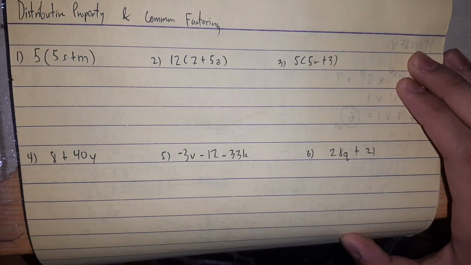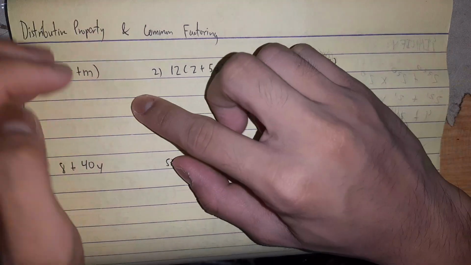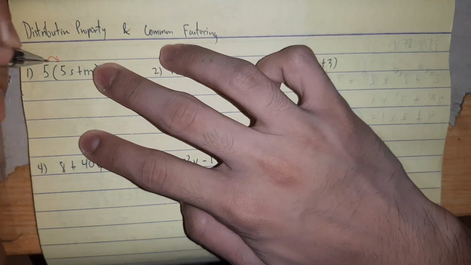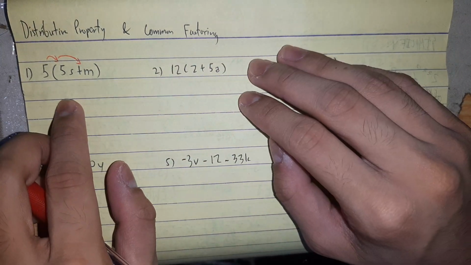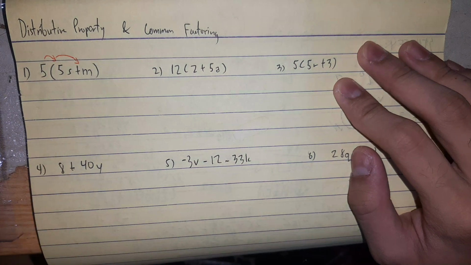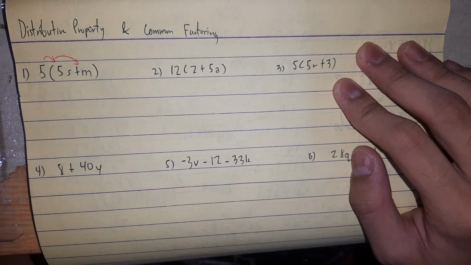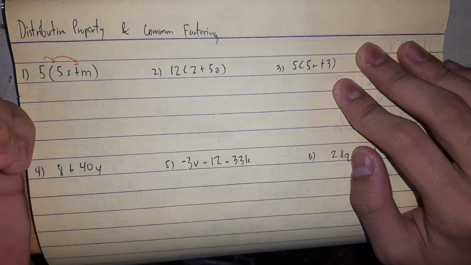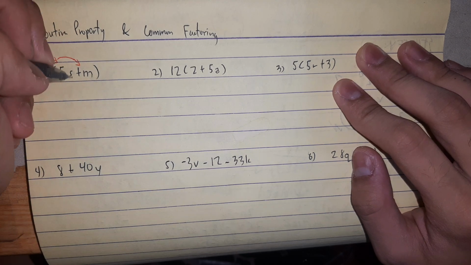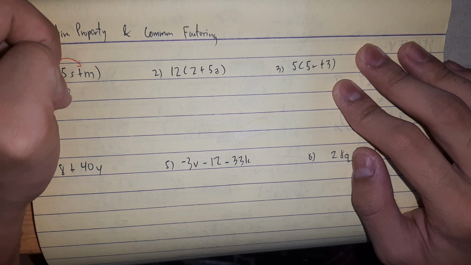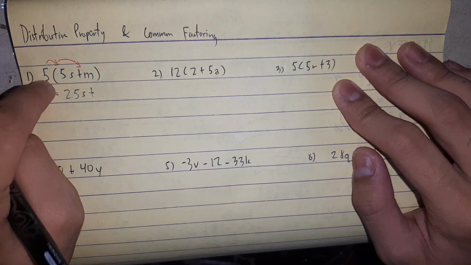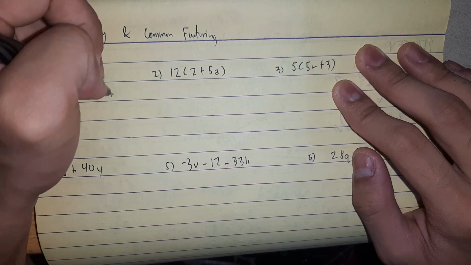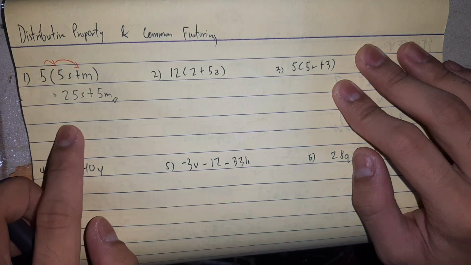So let's answer this. The first thing you need to do here is simply distribute this. If you see a function like this, we automatically distribute. So 5 times 5s is of course 25s, plus 5 times m is simply 5m. That is your final answer right here.